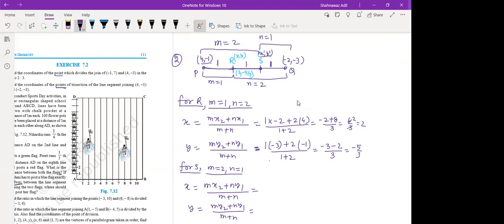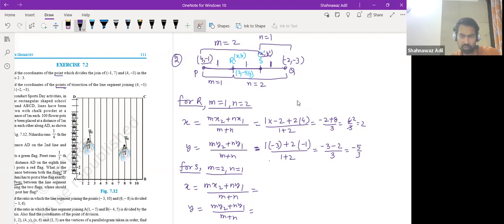I got -5/3. Minus 5 by 3. Oh, so this is X is minus 5 by 3. So M is 2, right? X2 is -2, plus N is 1, and then this is X1, right? So X1 is what? 4. And then this is 2 plus 1. So minus 4 plus 4 divided by 3. So this is 0, right? So you'll get 0, Rifa, right?